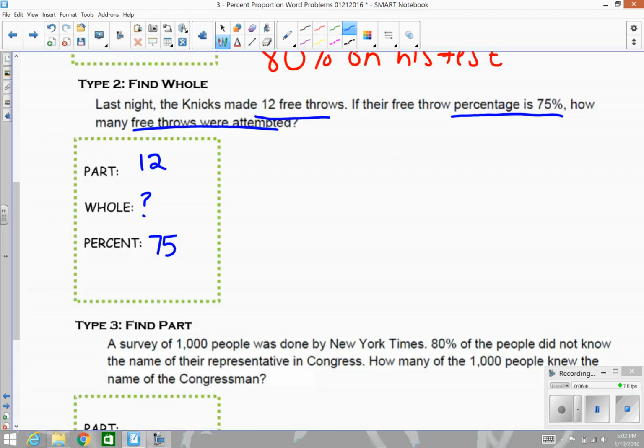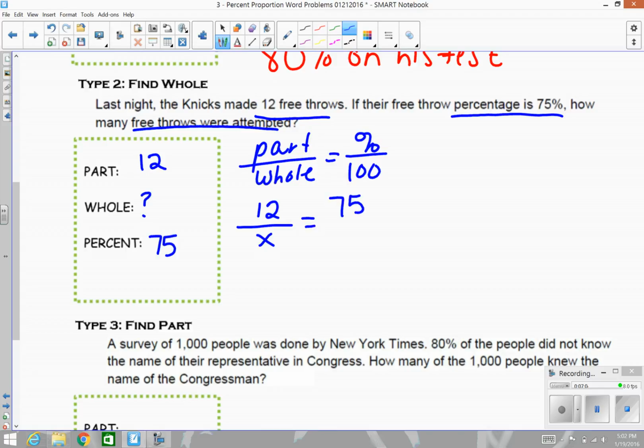Okay, so in this one, we're trying to find the whole. We have the part, and we have the percent. So we have part over whole equals percent over 100. Okay, 12 is the part. X will represent the whole that we're trying to find. This is 75% out of 100. So 12 represents making 75 shots. We want to know what would represent making 100%.